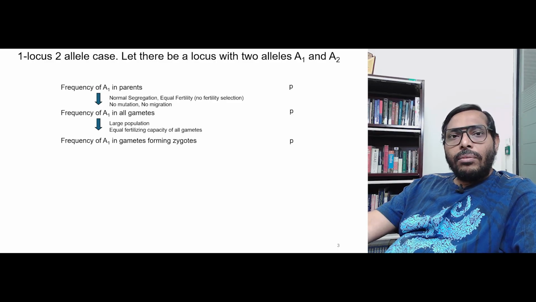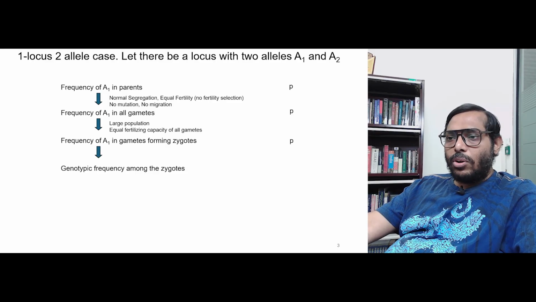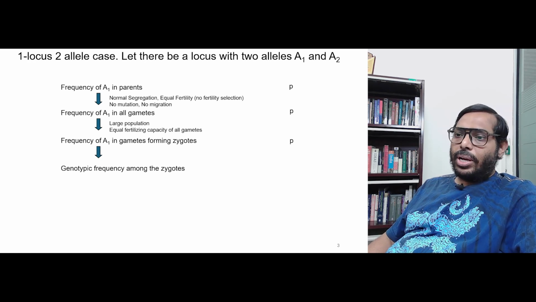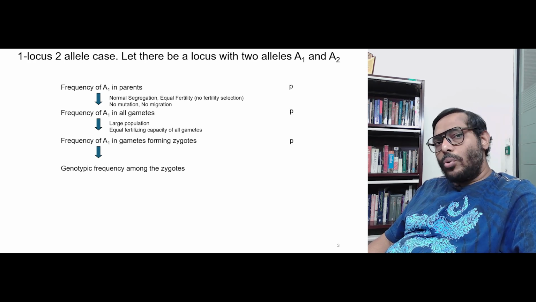Now, from the frequency of A1 in gametes forming zygotes, we need to go to the genotypic frequency amongst all the zygotes. How do we go there?